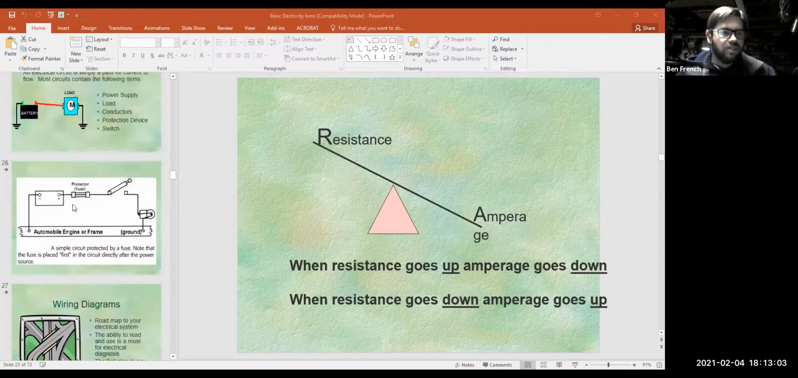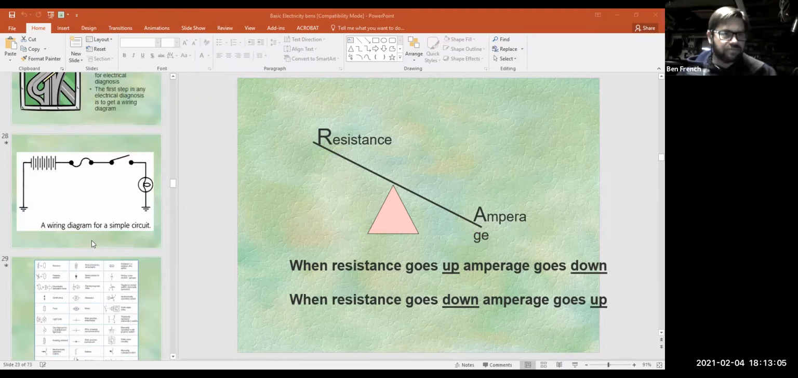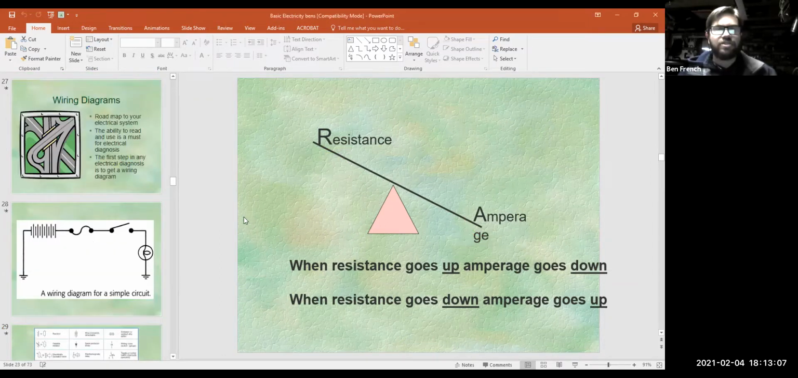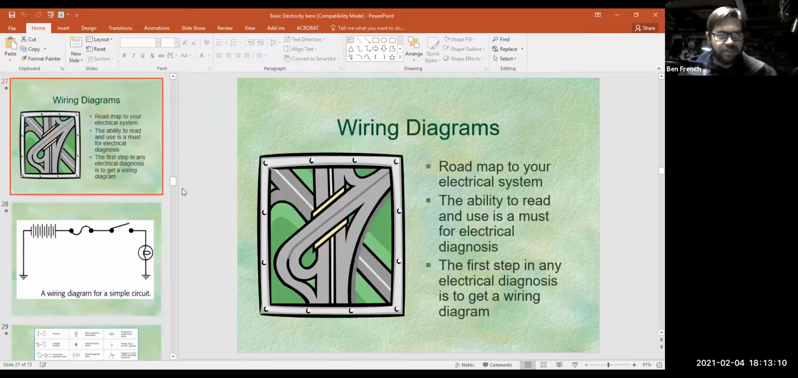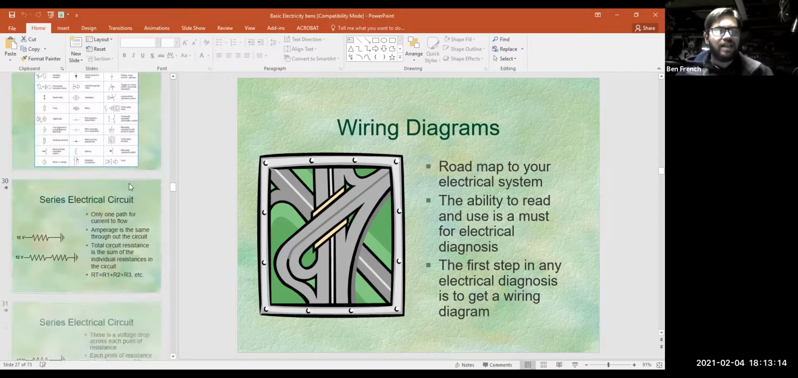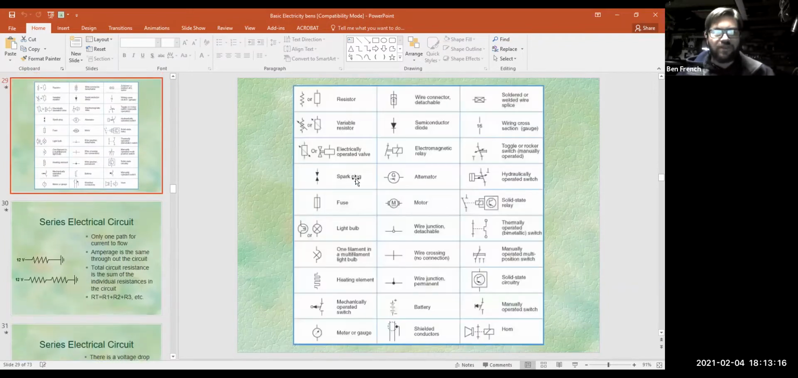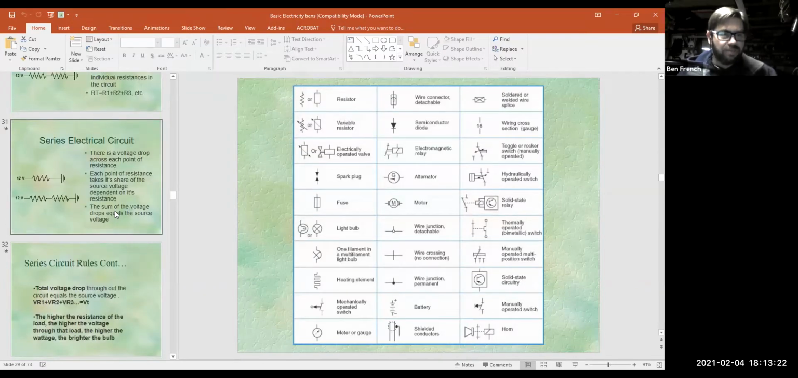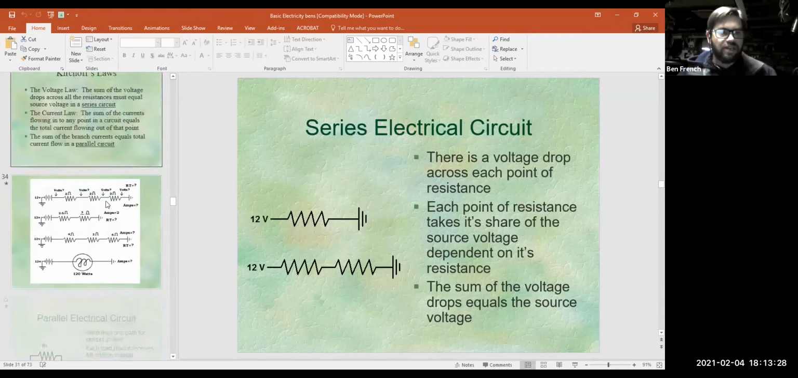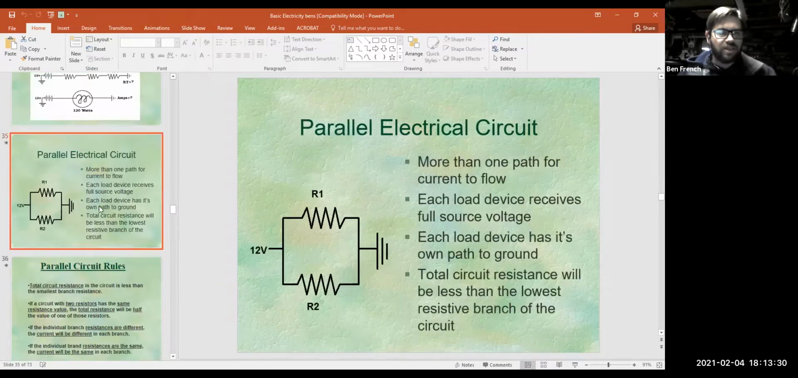Okay, moving right along. Then we went into some wiring diagrams, and we talked about how they're the roadmaps to our electrical system. I said it's all about finding the key page so you know what the symbols mean. And we finished up with some series circuit exercises. We got through those, and we just stopped off right here at parallel circuits.